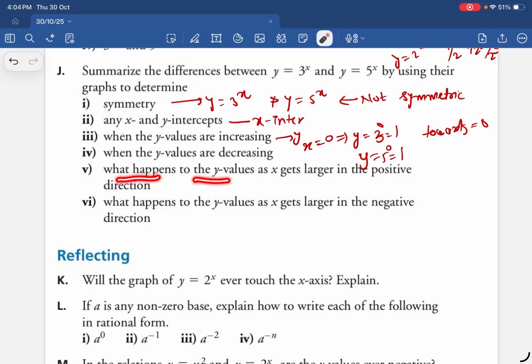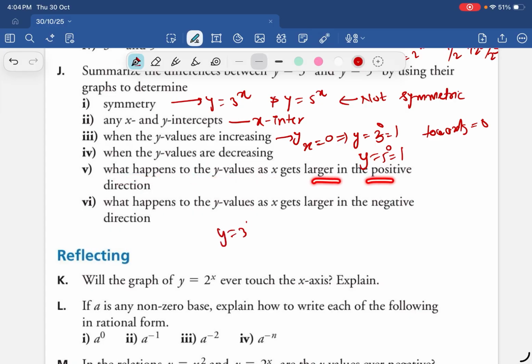Okay, what happens to the y values as x gets larger in the positive direction? For y equals 3 to the power x, if we increase the value of x, the y value is going to increase rapidly. Okay, because we are going in the positive direction. And for y equals 5 to the power x, y grows even faster. Okay, because of their bases, which are 3 and 5.